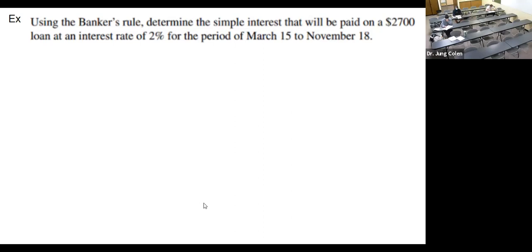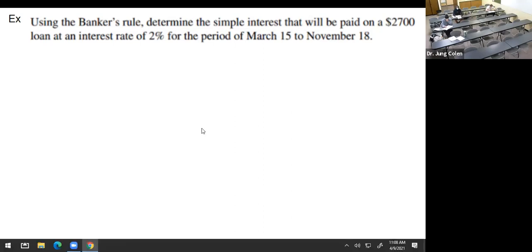How can we find this? We already know how to use PRT, that is interest rate, right? So using that, let's take a look. So I is equal to PRT. Interest is principal times rate times time.